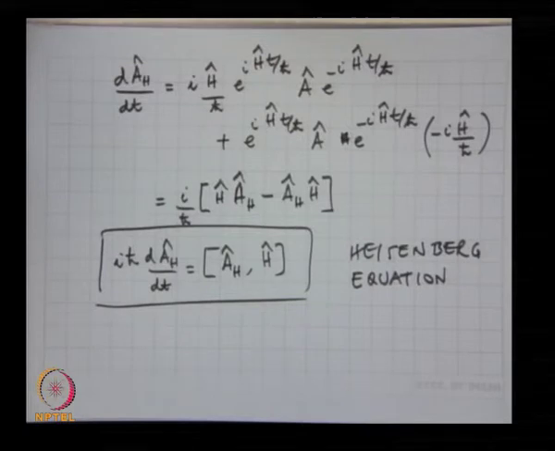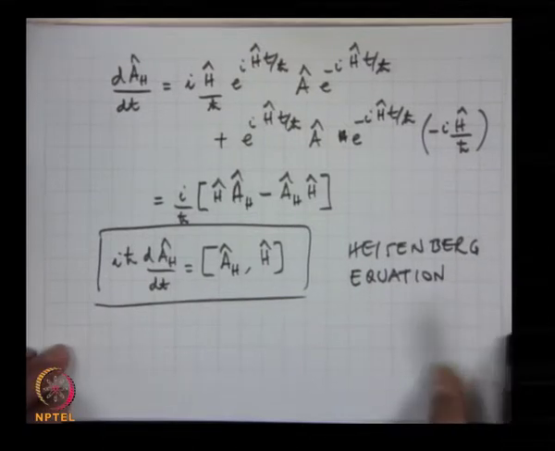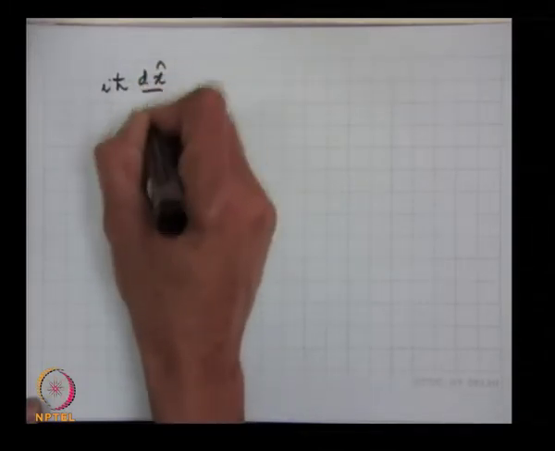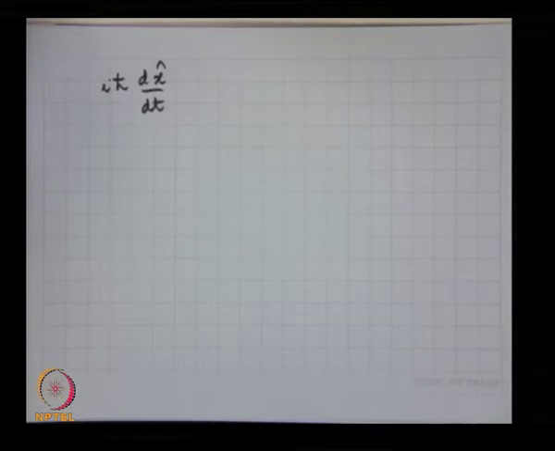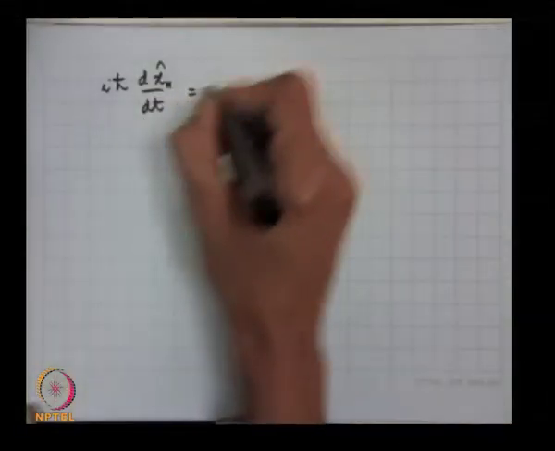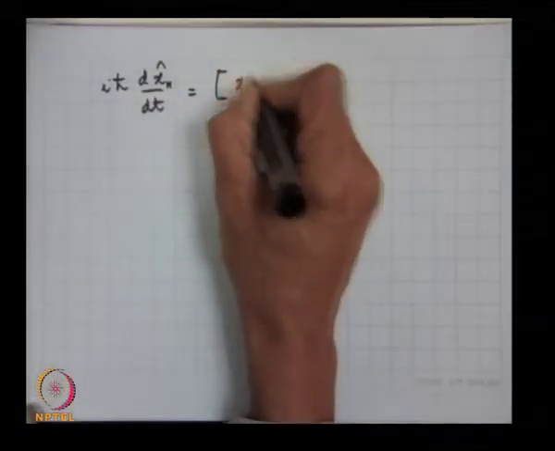For example, let's go back to the harmonic oscillator, and let me calculate iħ dx/dt. x is an operator. In the Schrodinger picture, x operator is a constant. Please note, x operator is a constant. p operator is a constant. In the Heisenberg picture, x operator becomes a function of time. Okay? So, let me put x_H here. So, this is equal to the commutator [x_H, H].